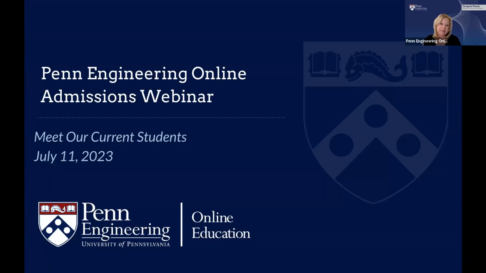Let me introduce myself. My name is Jackie Panto. I am the admissions recruitment manager at Penn Engineering Online. I work with current students. I work with almost current students, folks that are applying to the program, and I help them all the way from the point of inquiry all the way through the application process, and hopefully until they're admitted.